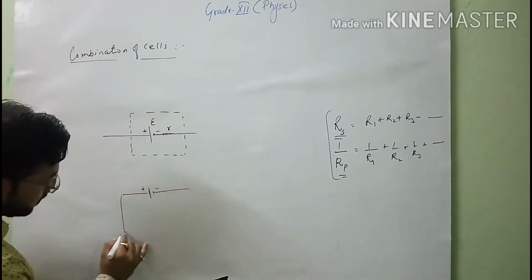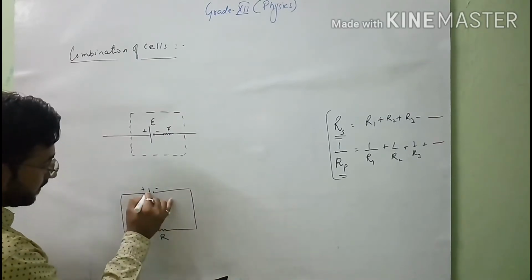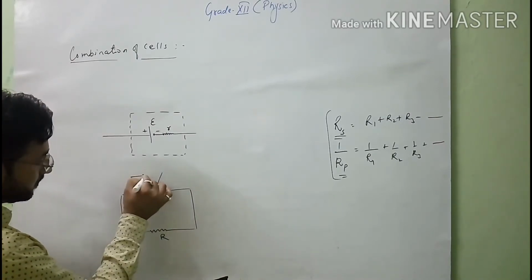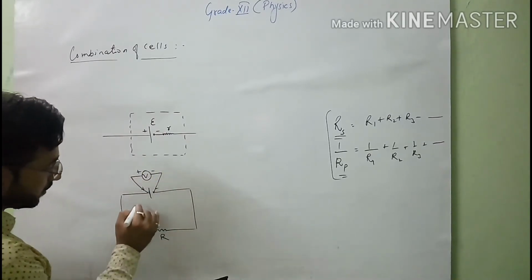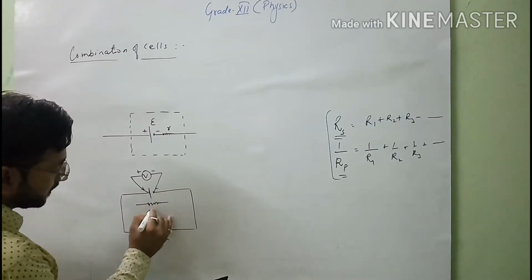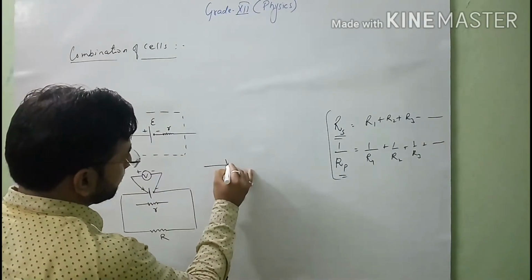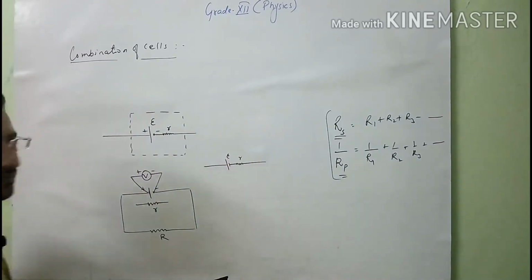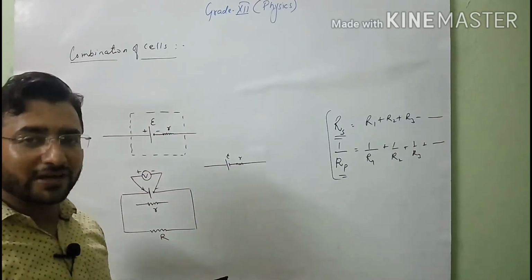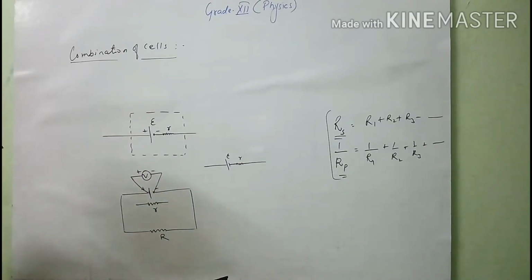And here in the external circuit we have an external resistance R, and V is the voltmeter to measure the electric potential between the terminals of the cell, and this one represents the internal resistance in the circuit. On the other hand, we can also represent the internal resistance with the cell like this. So these are the ways by which we can show the internal resistance along with the battery, symbol epsilon. Clear? But here we will talk about the combination of cells.